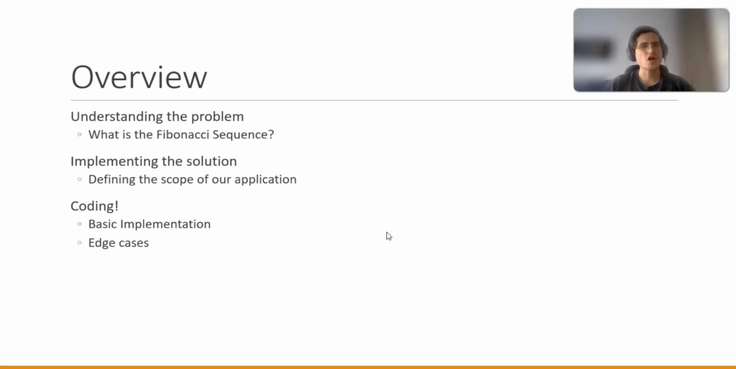So this is an overview of what we will be learning today. First, we're going to be understanding the problem, and that's always the first step we should follow as software engineers. We need to make sure we understand whatever problem we are asked to solve, right? So in our case, we will be learning what the Fibonacci sequence is exactly and how we can translate it into a programming language. After that, we will be implementing the solution, and by that I mean that we will be defining the scope of our application, which means that we will have a clear idea of what exactly our application will be capable of doing, right?